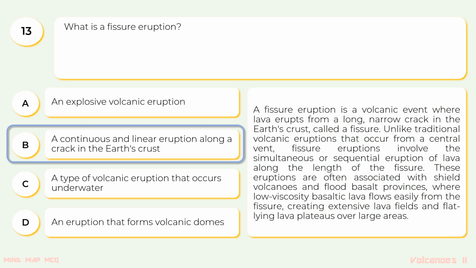A fissure eruption is a volcanic event where lava erupts from a long, narrow crack in the Earth's crust called a fissure. Unlike traditional volcanic eruptions that occur from a central vent, fissure eruptions involve the simultaneous or sequential eruption of lava along the length of the fissure. These eruptions are often associated with shield volcanoes and flat basalt provinces where low viscosity basaltic lava flows easily from the fissures, creating extensive lava fields and flat-lying lava plateaus over large areas.